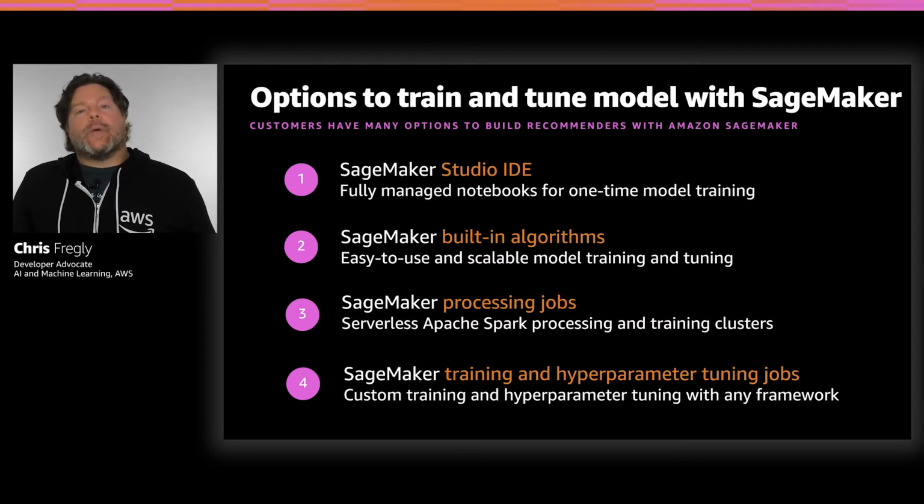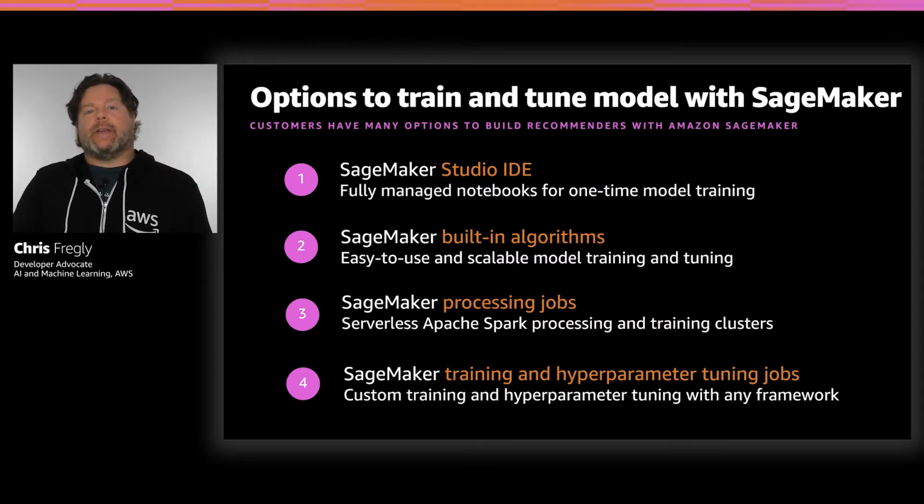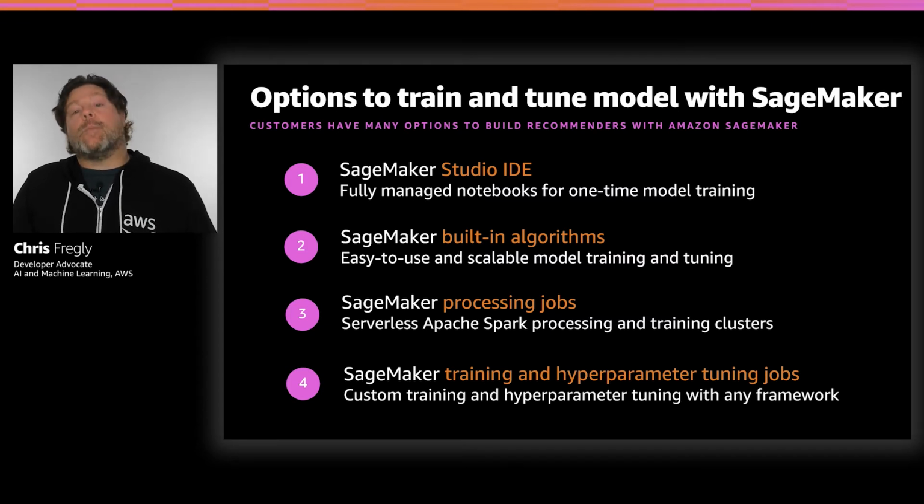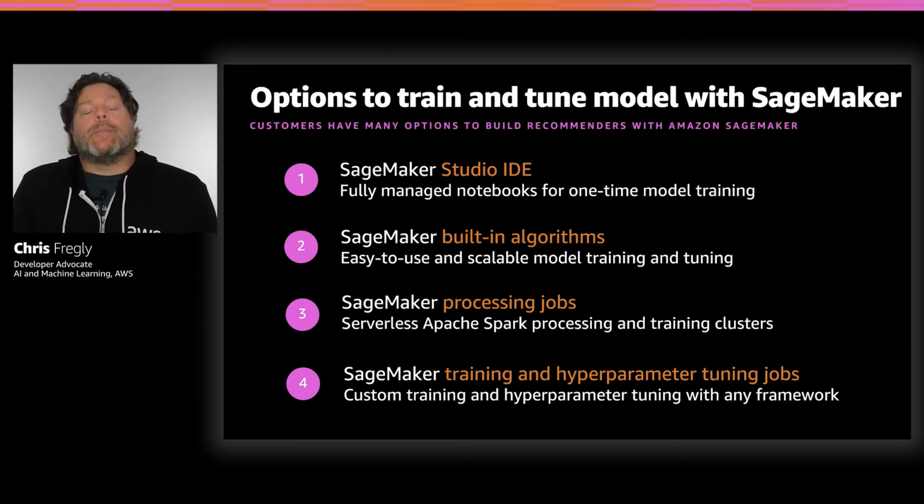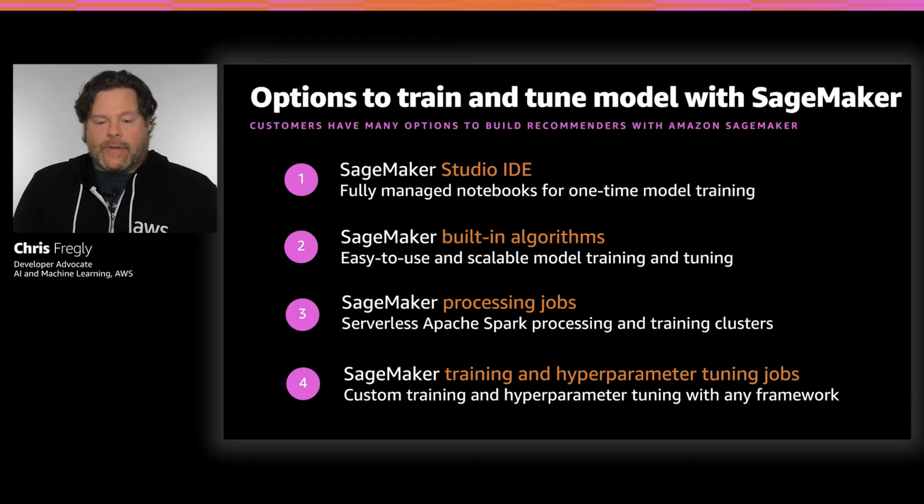There are also built-in algorithms. SageMaker comes with something called factorization machines, which is an implementation of matrix factorization, which we showed earlier. There's also a way to do serverless Apache Spark. Not a lot of people know this, but SageMaker supports Spark. This is done through something called processing jobs, which was released, I believe, December 2019 during re:Invent. Then there's SageMaker training and hyperparameter tuning. This is what we'll actually do in the demo, and we will go through this in a bit.